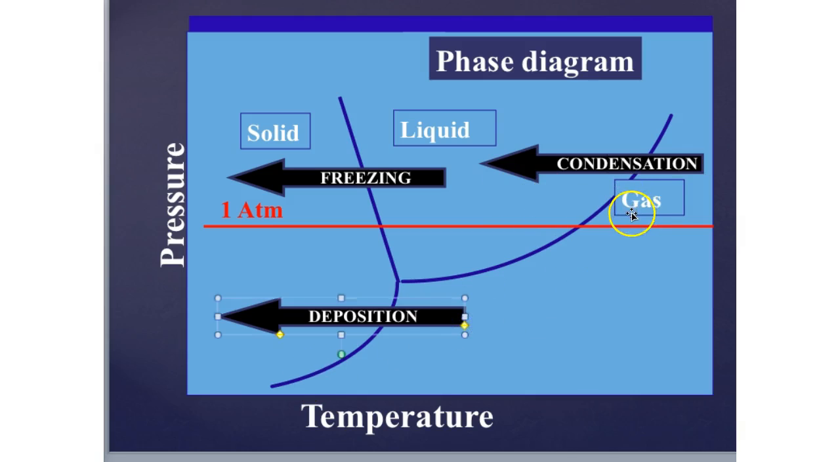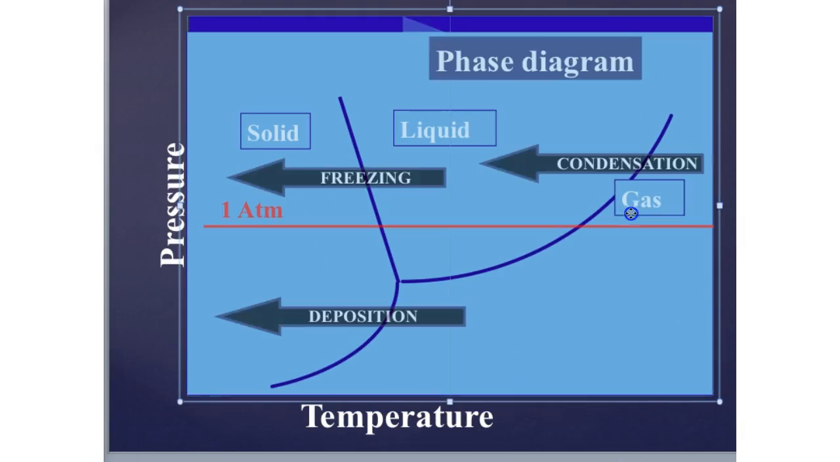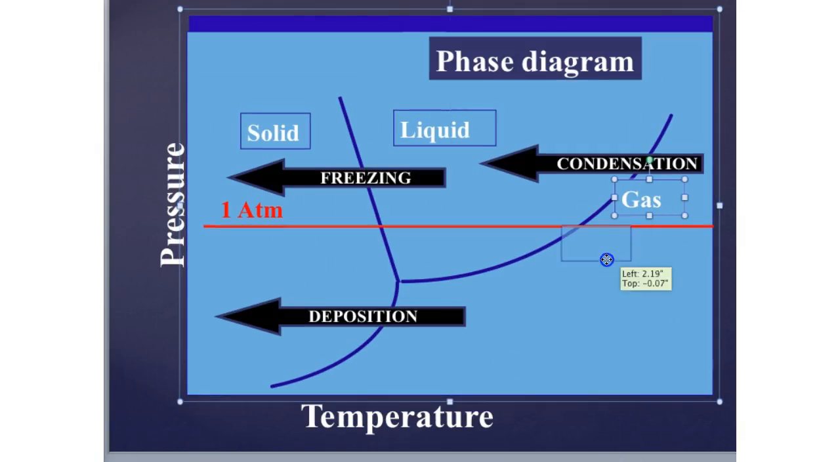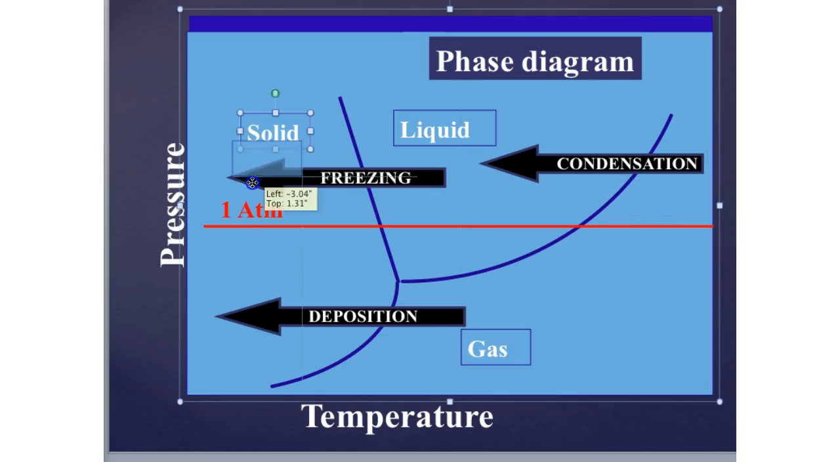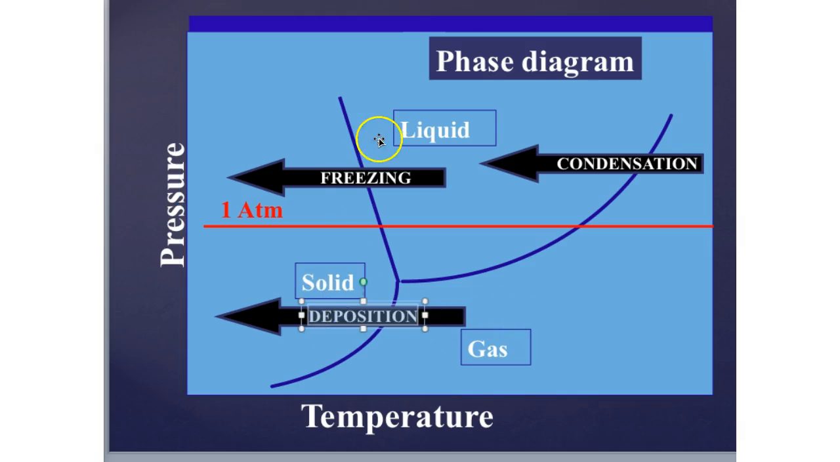And when we go from gas, which is also in this region here, to solid down here, we call that deposition. So this is probably new to you. You already learned about freezing, you already learned about condensation, but you probably didn't know what deposition was. Deposition is when you go from gas straight into solid, like hail, for example. It's in the clouds, and then out of nowhere you feel these chunks of ice just hitting you. That is called deposition.